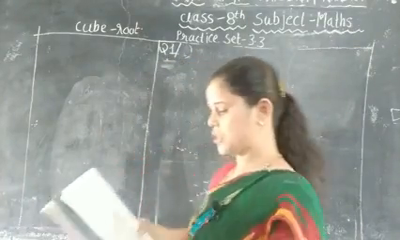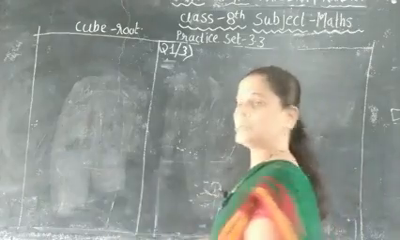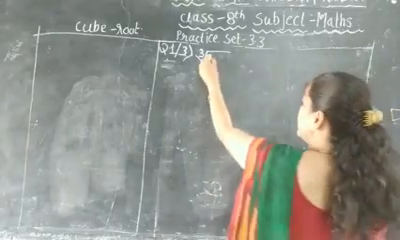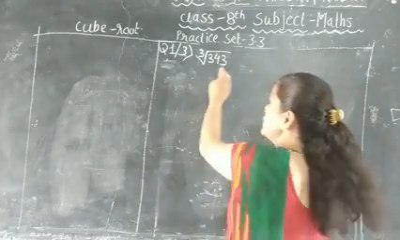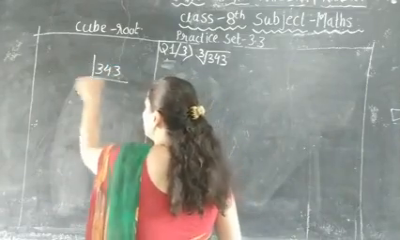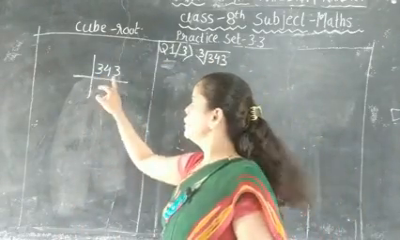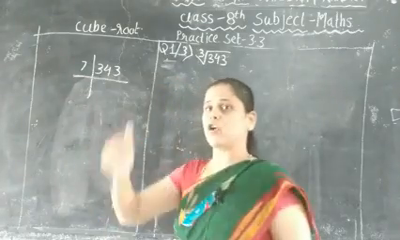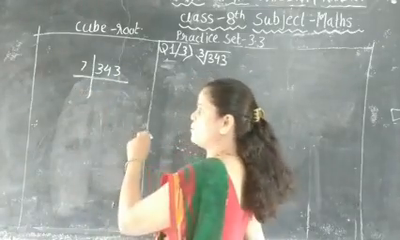Then we will solve question number 3 of 1. So what is the question? 343. We have to find out the cube root of 343. So first step is find the factors of this number 343. Is this number divisible by 2? No. Divisible by 3? No. Then check all the divisibility tests from 2, 3, 4, 5, 6 and so on. So this number is divisible by 7.